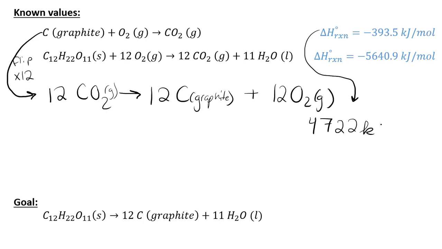So that gives me 4,722 kilojoules per mole. Well, what about my sign? This one's negative. When you flip, you need to flip the sign. So we're going to flip the sign as well, making this now positive.